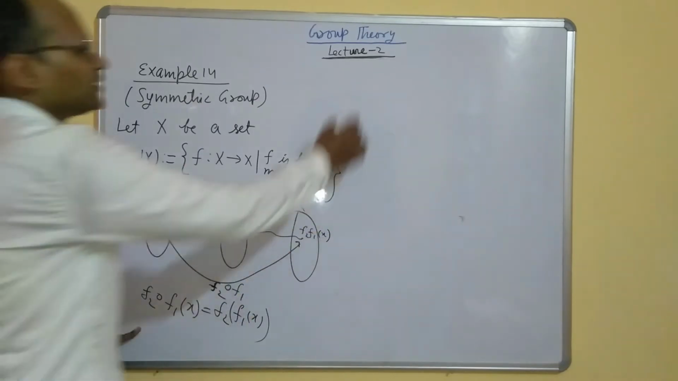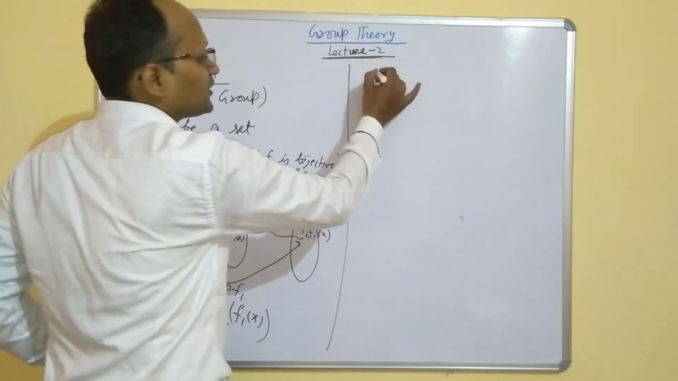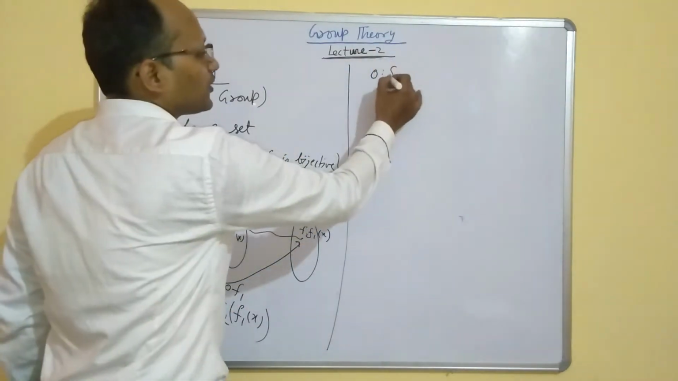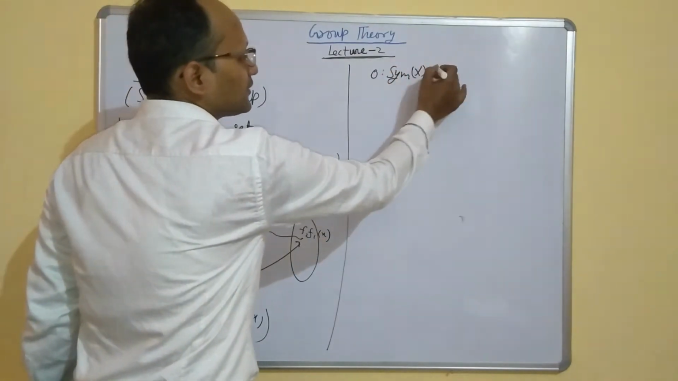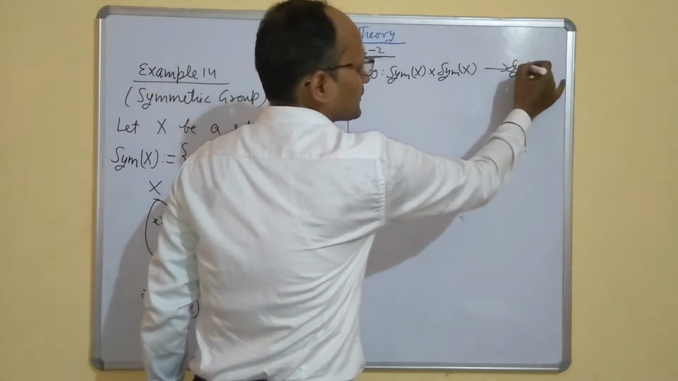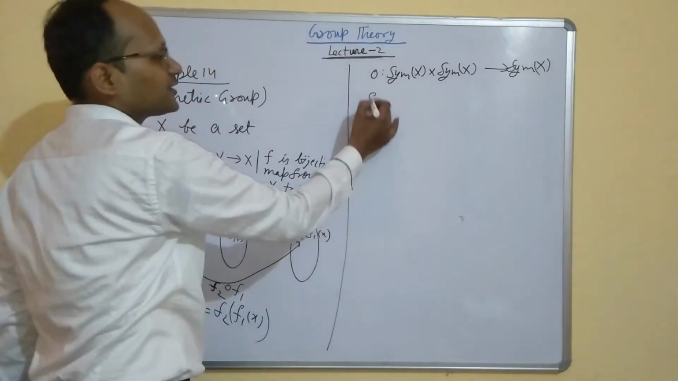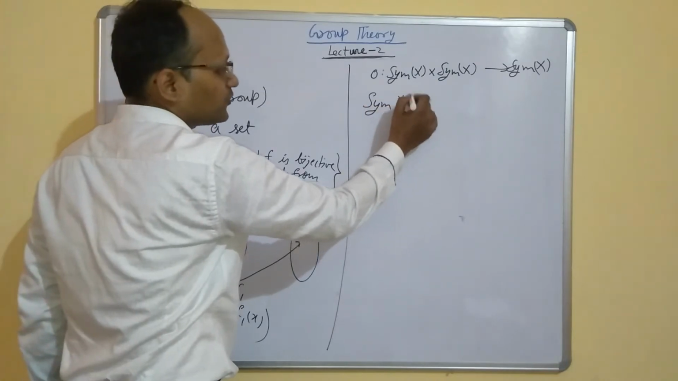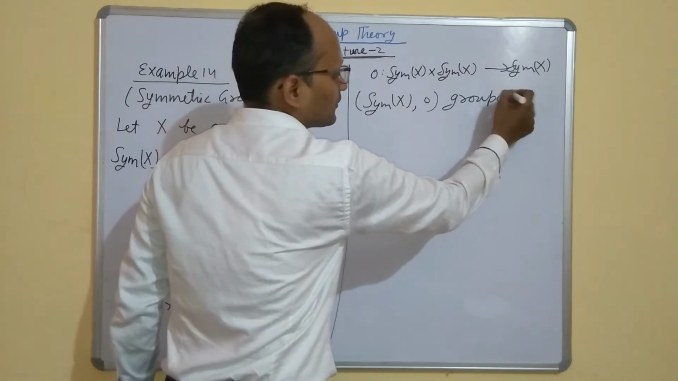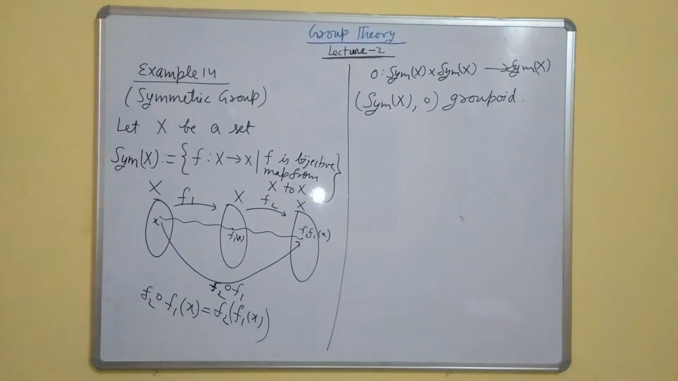So it means the composition of map is a binary operation from Sym(X) cross Sym(X) to Sym(X). So Sym(X) with respect to this composition, this is a group. Now we will show that this composition of map is actually an associative binary operation.